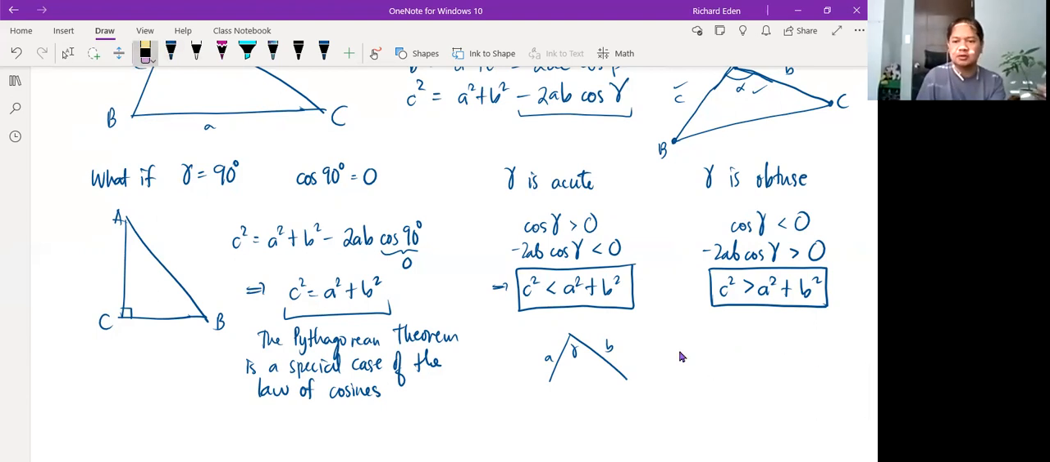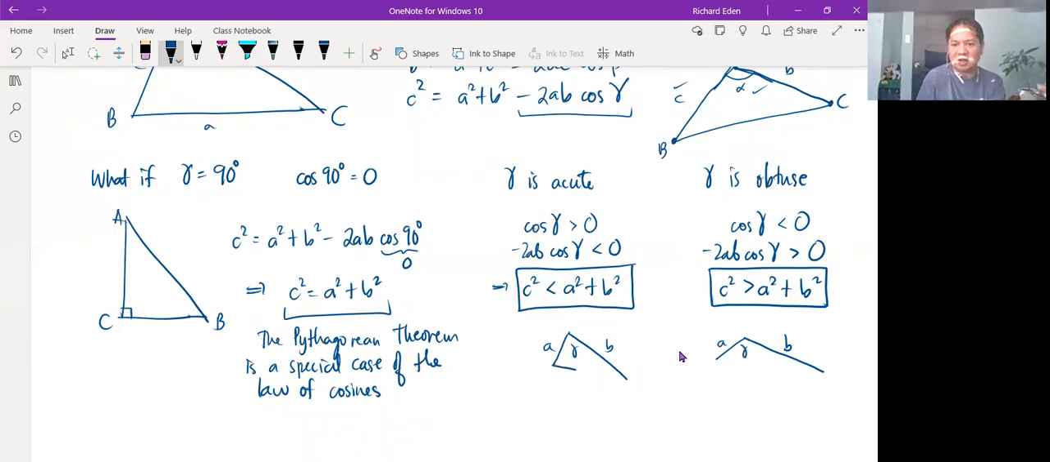Sorry, I meant to use the same length now. Let me make A smaller. Okay. And then this time, bigger na, so same length A, but the opening is bigger. All right, kasi gamma is obtuse.